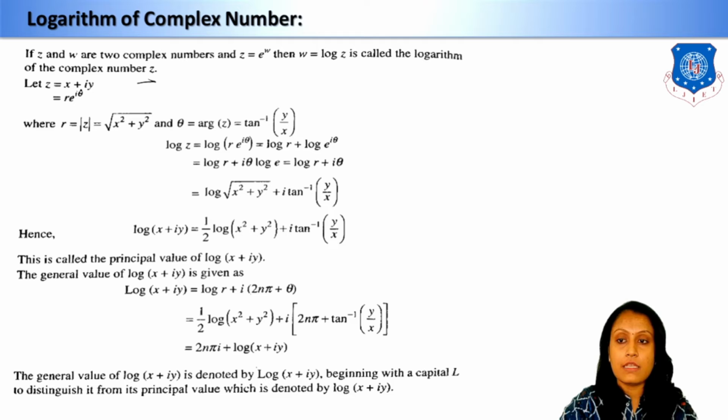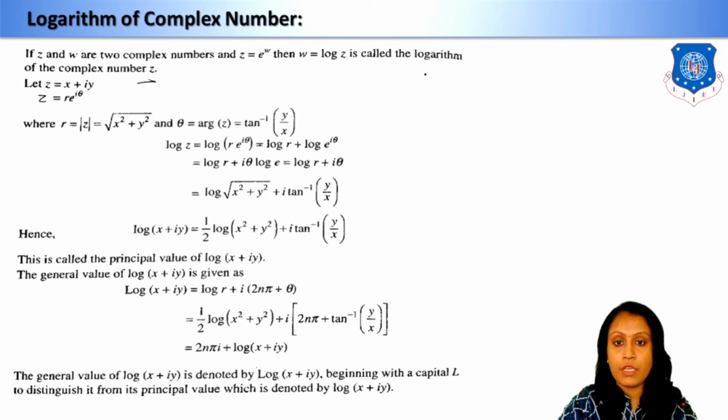So let z is equal to x plus iy, and this we can write in the exponential form as r e raised to i theta, where r is mod z, that is under root of x square plus y square, and theta is argument of z, that is tan inverse y upon x. So here we have z is equal to r e raised to i theta. Apply log on both the sides, so you will get log z is equal to log r e raised to i theta.